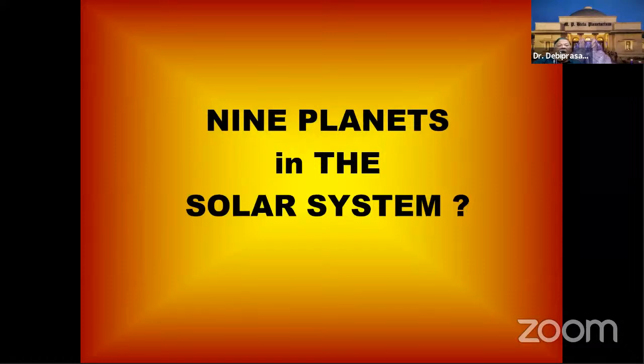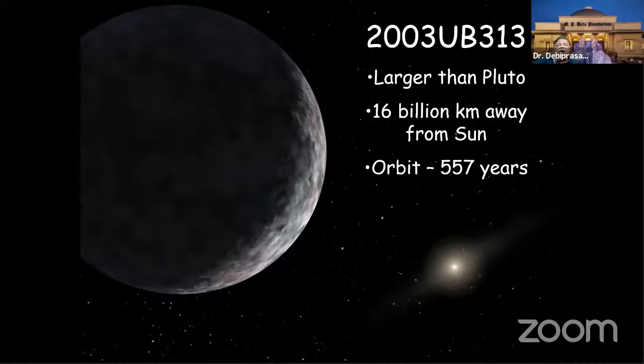We know that now we are not considering only 9 planets in the solar system because of the discovery of this object called 2003 UB313 on 16th of November 2003. Now the official name is Eris, E-R-I-S. It takes 557 years to go around the Sun once, but it is bigger than Pluto.